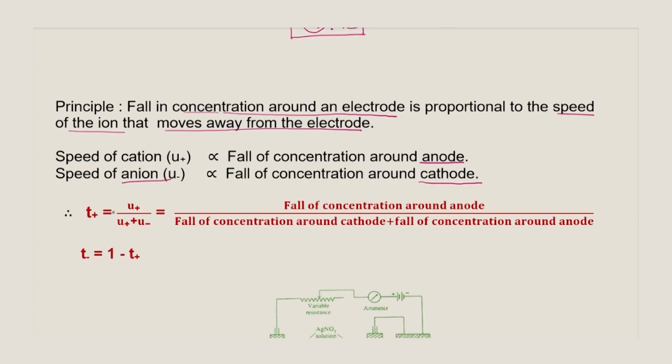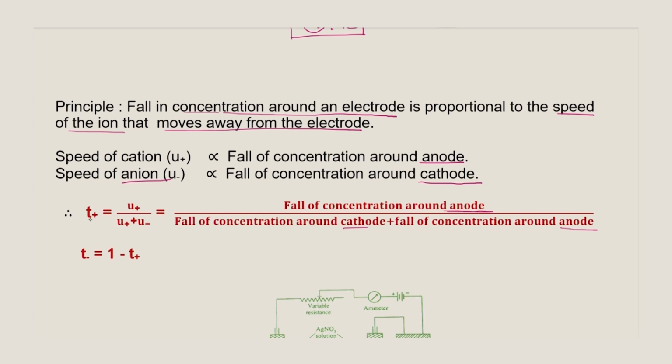Now, here we can put this as T plus, that is the transference number of a cation, equal to the velocity of cation divided by the velocity of cation plus anion, which will be equal to the fall in concentration around the anode, because they will be moving from anode to the cathode, divided by the fall in concentration around the cathode plus the fall in concentration around the anode. So, in sum, you will get the total amount of fall in concentration.